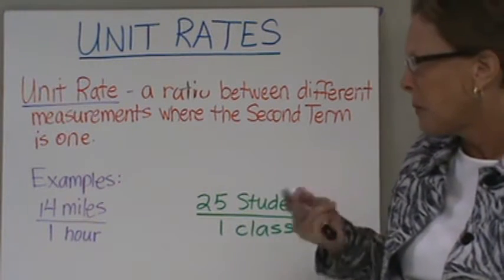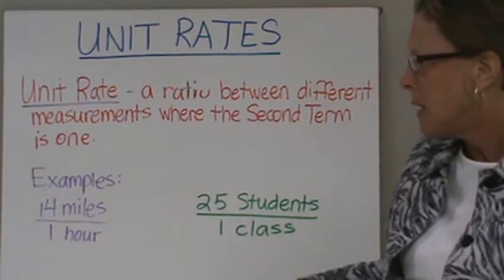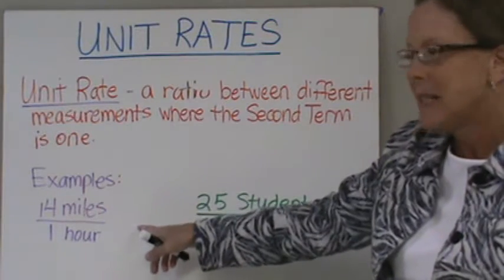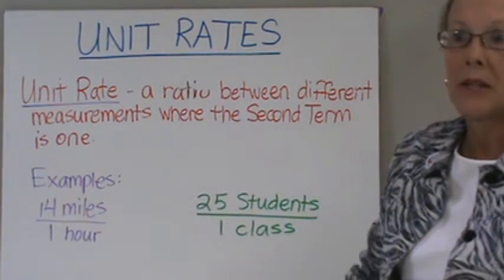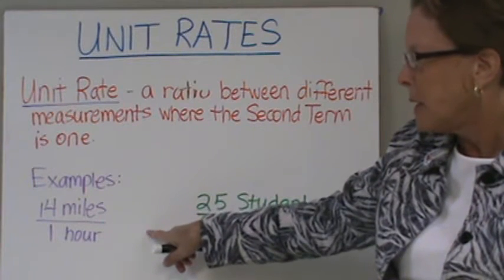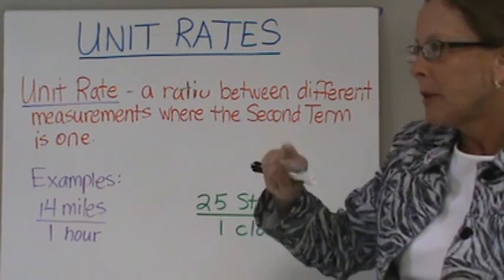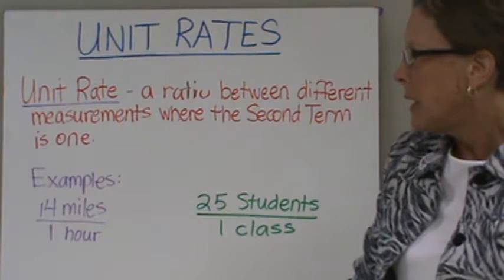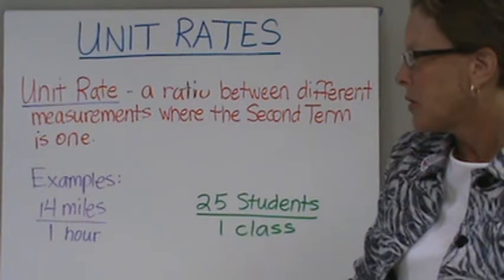You could also flip it around and say 1 mile in 10 minutes, or 10 miles in 1 minute, okay? Flipping them around is okay as long as you identify that the second term is 1.